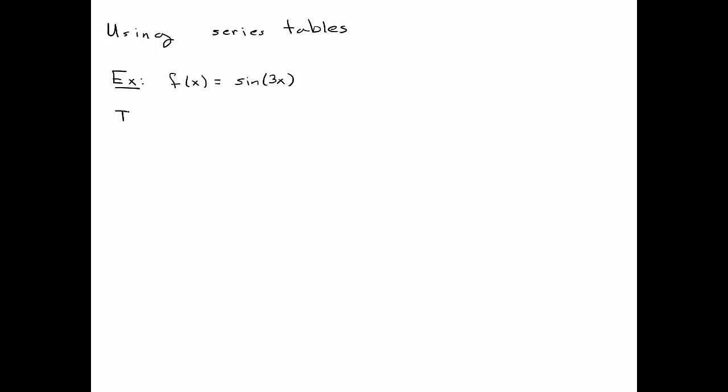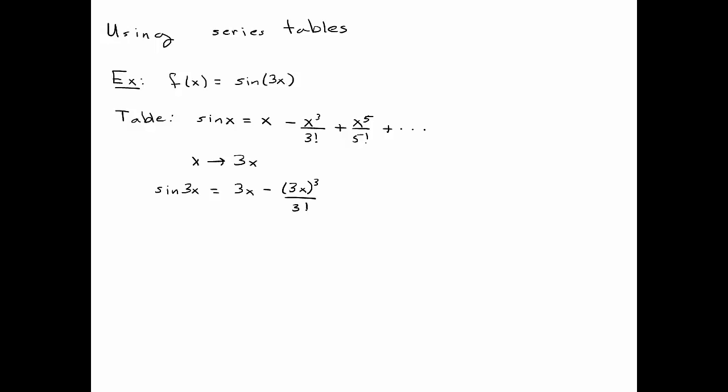So if we look in the table, it tells us the expansion, but instead of x, we have 3x. So we're going to replace all of our x's with 3x's. So instead of this x, we're going to write 3x. Instead of x cubed, we have 3x cubed. Instead of x to the fifth, we have 3x to the fifth. So we can rewrite this a little bit.